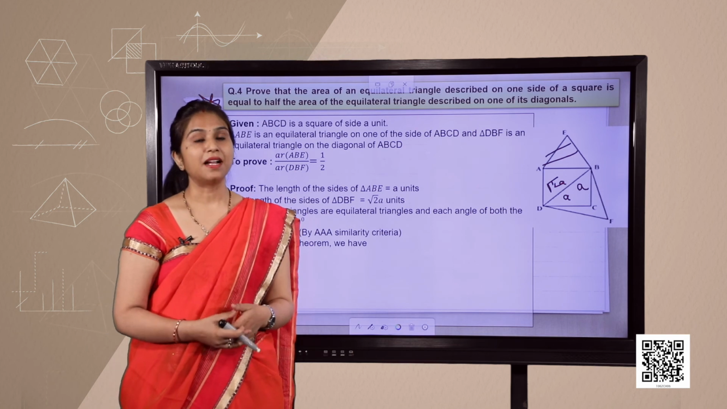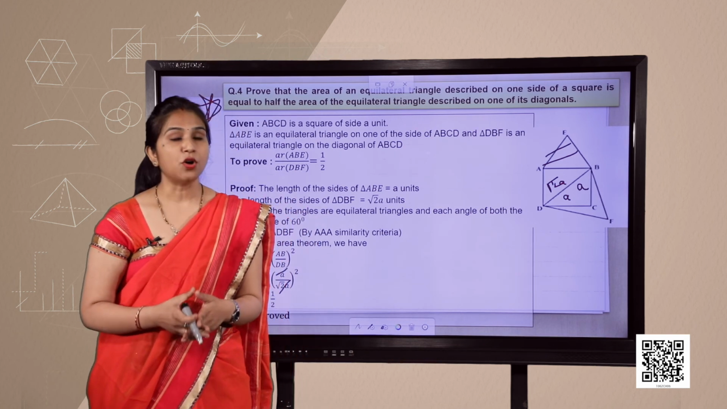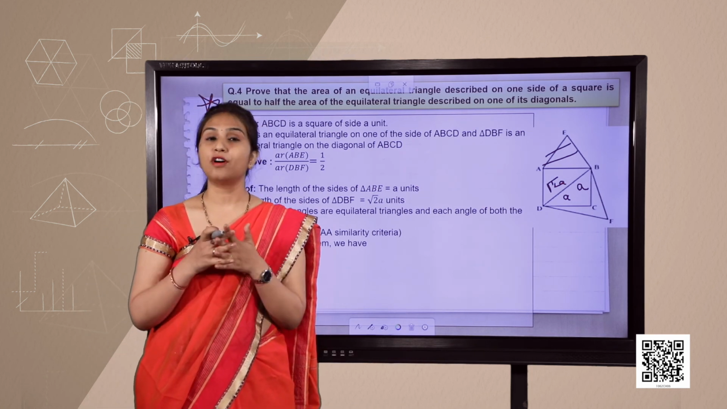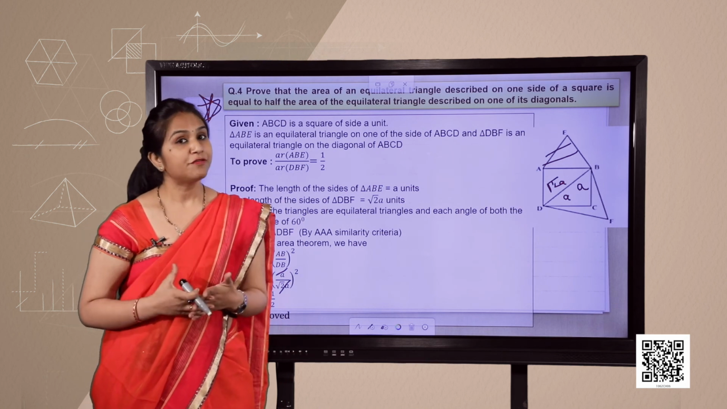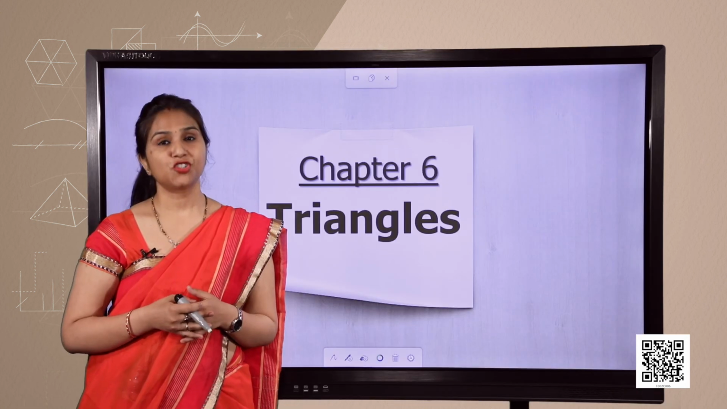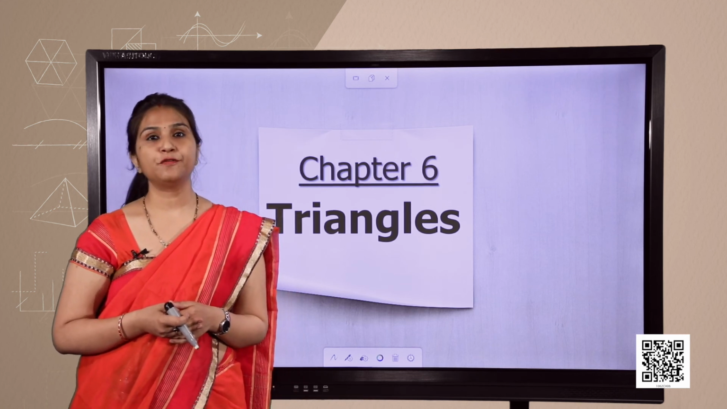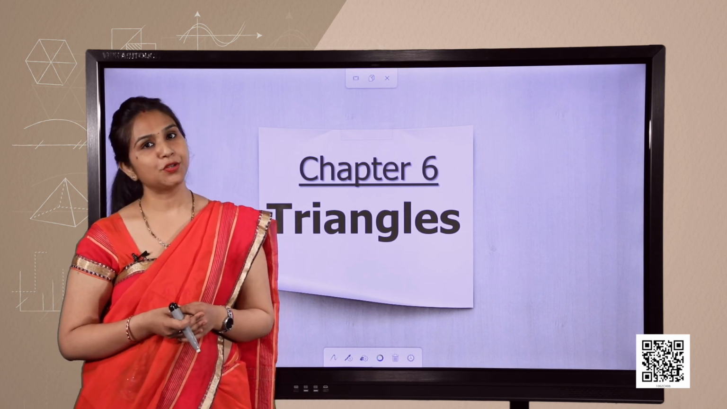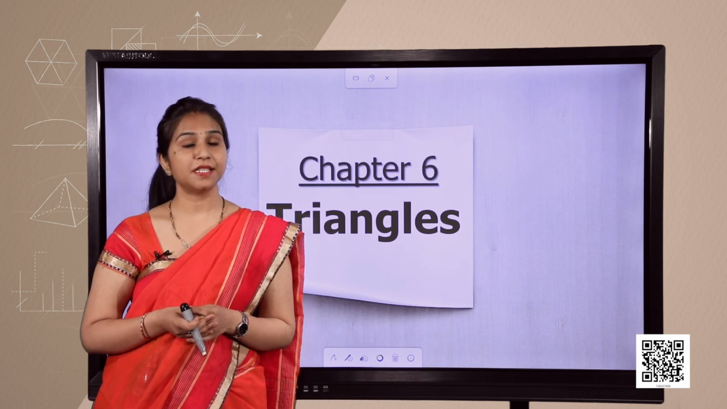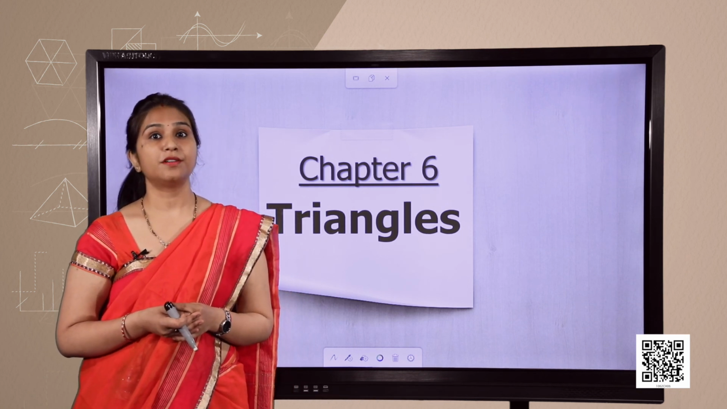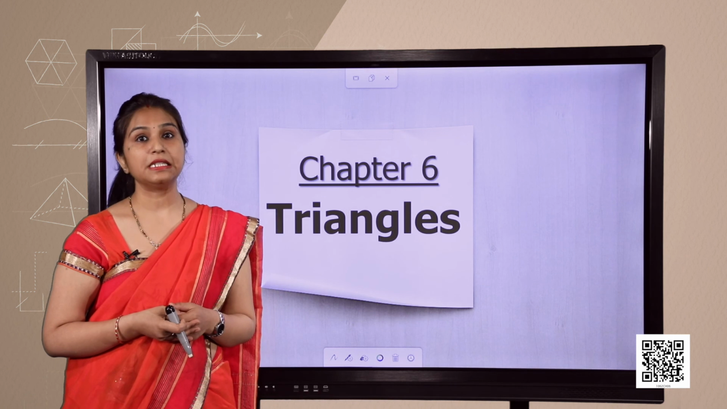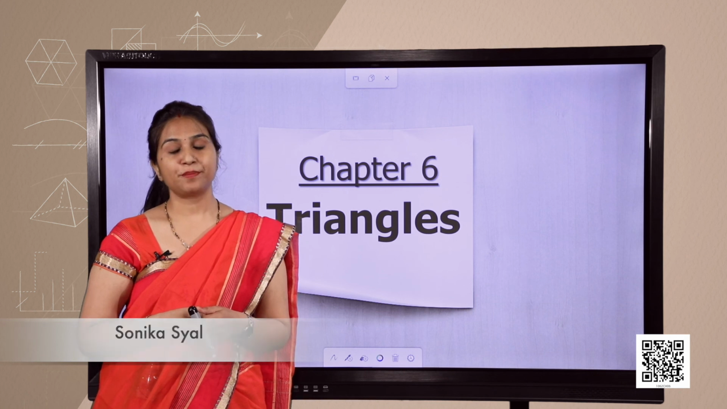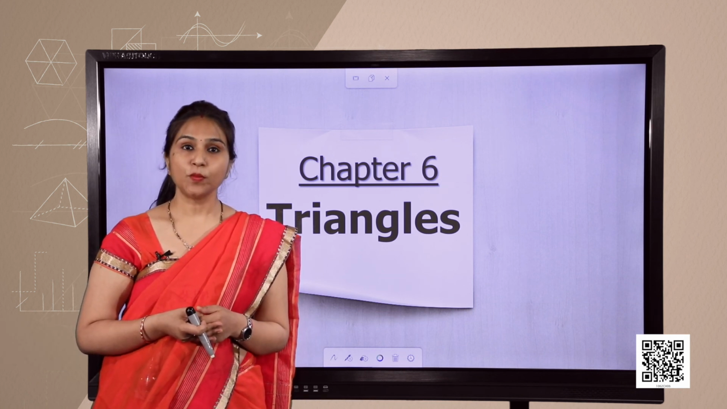Hence we have shown that for an equilateral triangle formed on one side of a square, the area of that triangle is equal to half of the area of the equilateral triangle formed on the diagonal of the square. So children, in this session we have covered one of the very important theorems of the chapter Triangles, that is the area ratio theorem. Let us quickly summarize what this theorem says. The theorem says when two triangles are similar, then the ratio of the areas of the two similar triangles is equal to the square of the ratio of their corresponding sides. Along with this, we practiced a few examples, but yes, there are so many good examples.